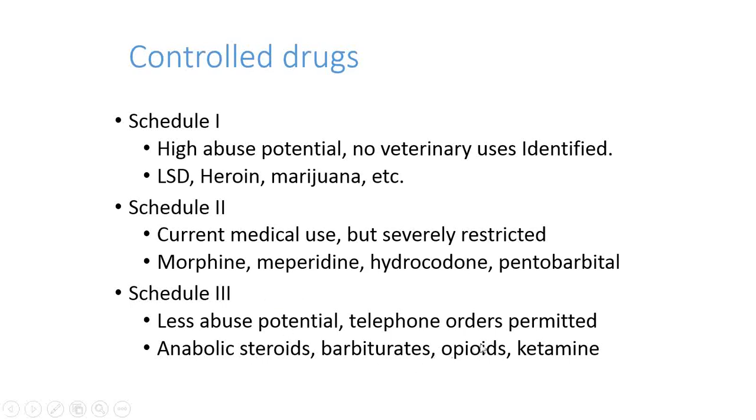But the opiates, most of the opiates are here. Ketamine is a general anesthetic, Schedule 3 drug, which means we have to keep track of these. We have to have DEA numbers. Veterinarians have to have DEA numbers, Drug Enforcement Agency numbers. We have to keep all these drugs and keep records of purchasing and dispensing drugs.